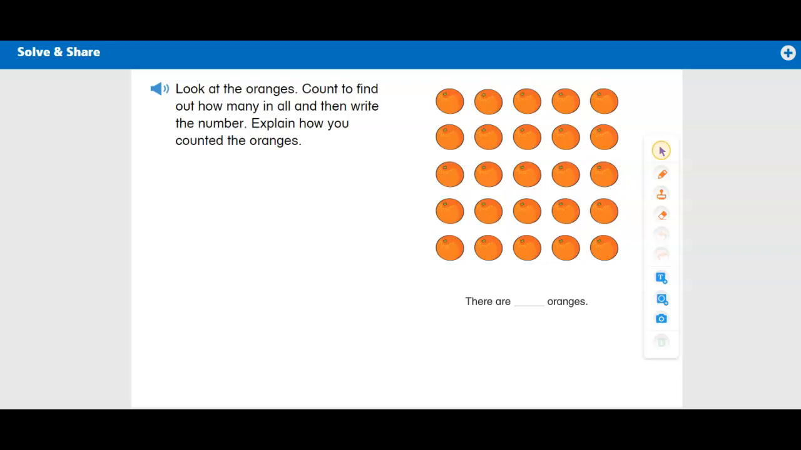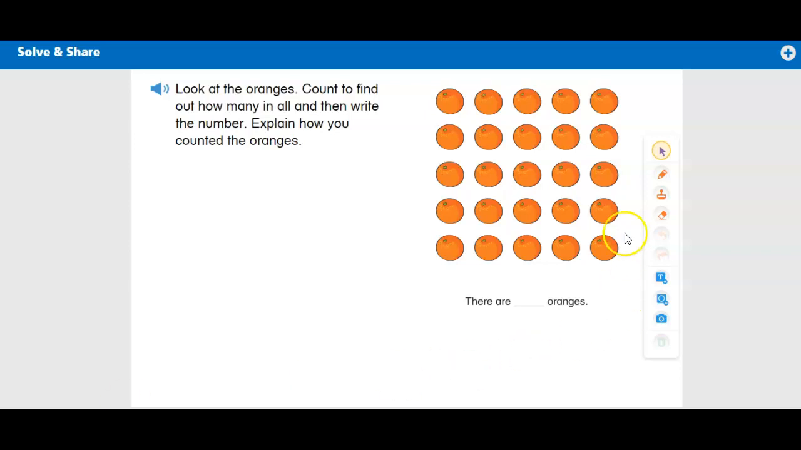Our Solve and Share begins on page 305 in our Visions Volume 1 workbook. Our Solve and Share says, look at the oranges. Count to find how many in all, then write the number. Explain how you counted the oranges.